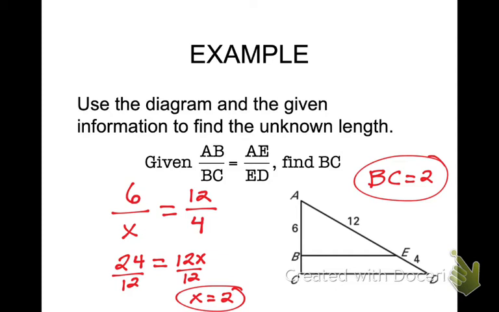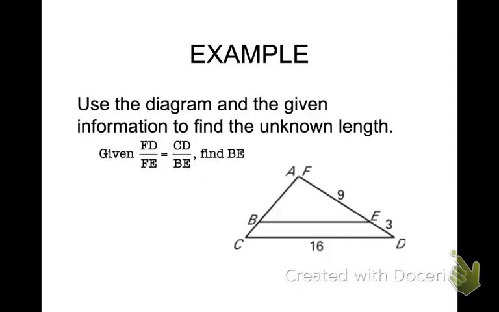Not too crazy? All right. So now let's jump down to number 3. Here's the proportion given to me. It's telling me my proportion is FD. Do we know the length of F to D? Yes. What is it? It is 12, 9 plus 3. So FD is 12 over F to E is 9 equals C to D.